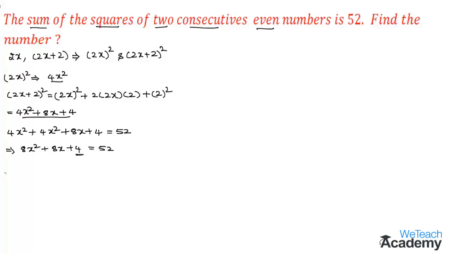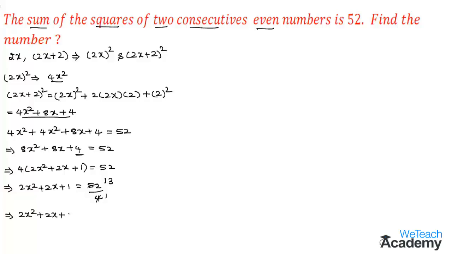Now let us take 4 as a common factor. We get 4 into (2x square plus 2x plus 1) is equal to 52. Now let us transfer 4 to the other side. We get 2x square plus 2x plus 1 is equal to 52 divided by 4. On simplifying, 4 one time is 4 and 4 13 times is 52. Now let us transfer this 13 to the other side. We get 2x square plus 2x plus 1 minus 13 is equal to 0, so that implies 2x square plus 2x minus 12 is equal to 0.